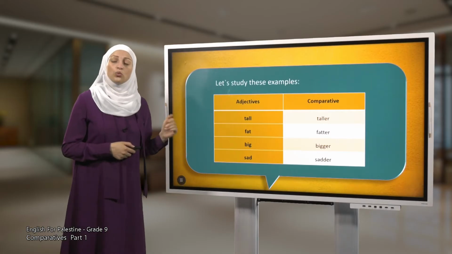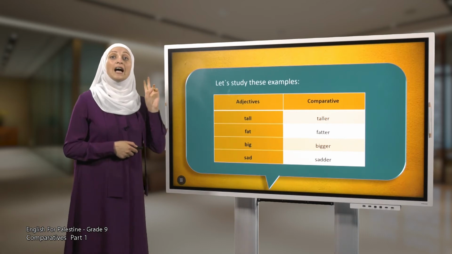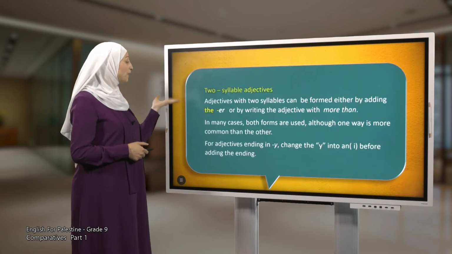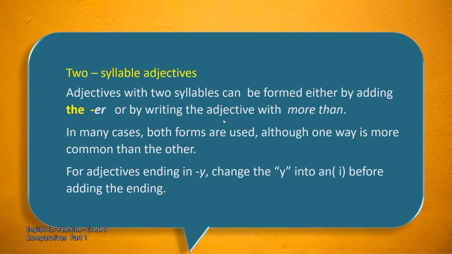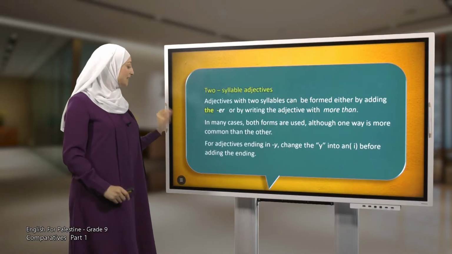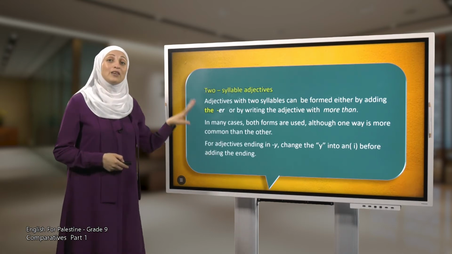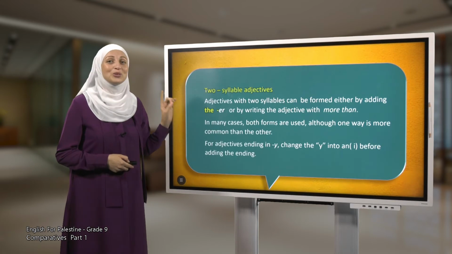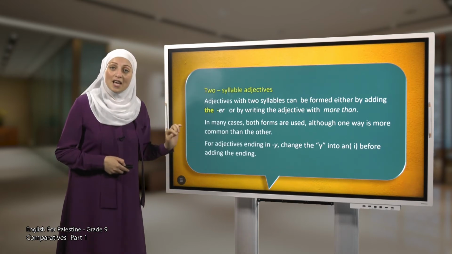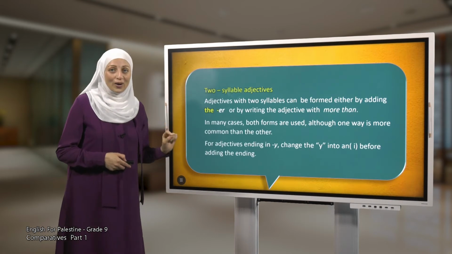Now, let's see what I should add if I have two-syllable adjectives. If you have two-syllable adjectives, you have two choices: either adding ER at the end or more. Both are correct, but you have to know that one way is more common than the other. But I want to pay your attention that if any adjective ends with Y, you have to delete the Y, then add I before adding ER.